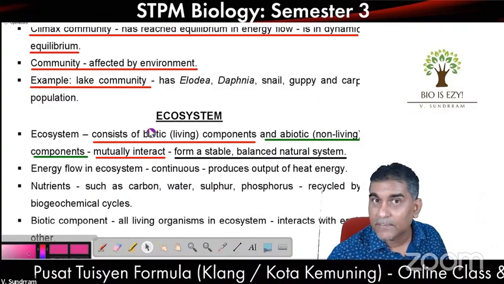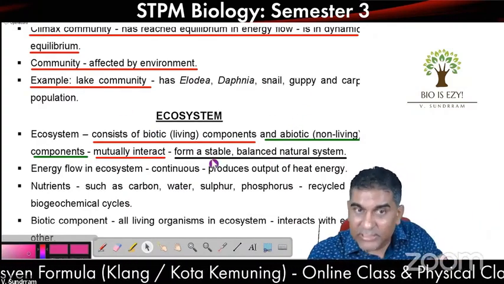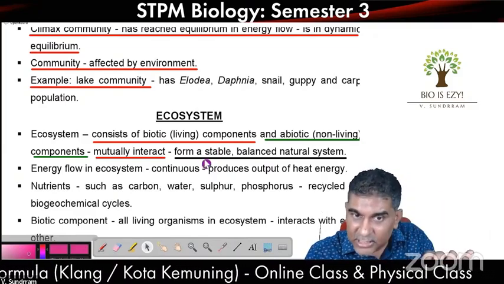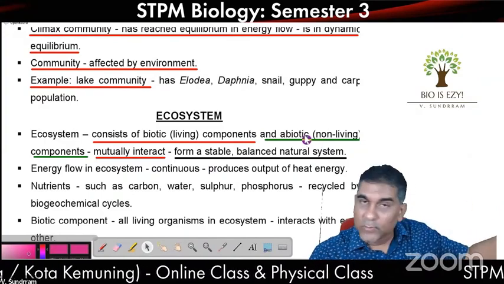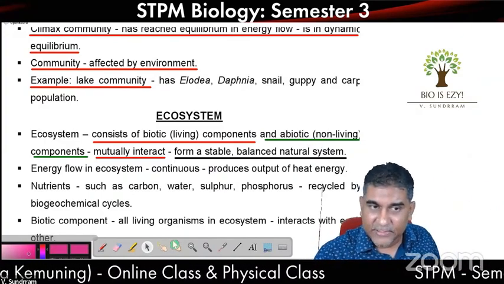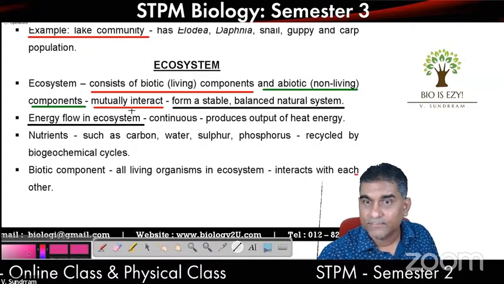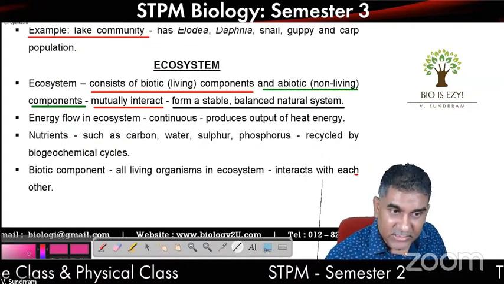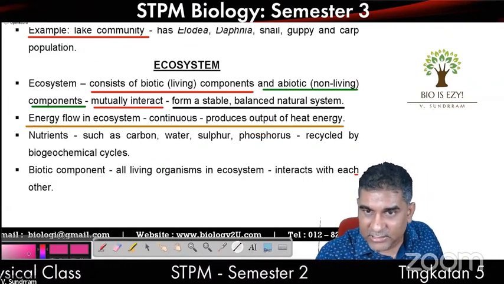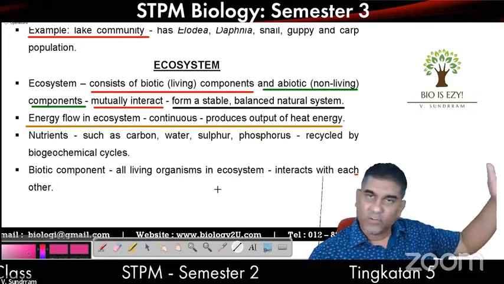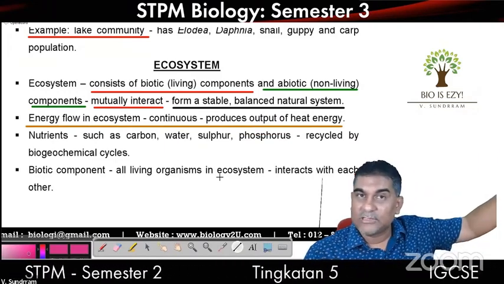What is biotic? What is abiotic? How do they interact? How does the interaction form a stable, balanced nature system? Other questions that you are going to learn in this chapter. Ecosystem has energy flow. Energy flows through the ecosystem. How is energy transported in the ecosystem? One question. How does the energy flow, not transported, flow in the ecosystem? One question.